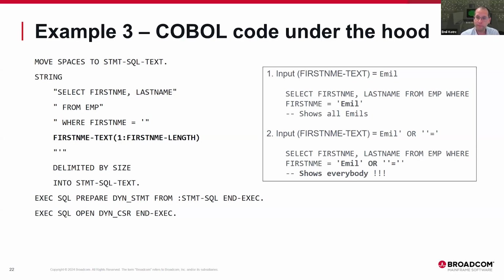But what if someone enters a string like that? What if the input is Emil quote or quote quote equals quote? This weird string doesn't make any sense, but if you think about it, and if you inject that into this where clause, you will see the where clause in the form where first name equals Emil or blank equals blank, which in fact is always true, and it will show me everybody. So it's a big difference, right? And you don't want to show everybody maybe in your application.